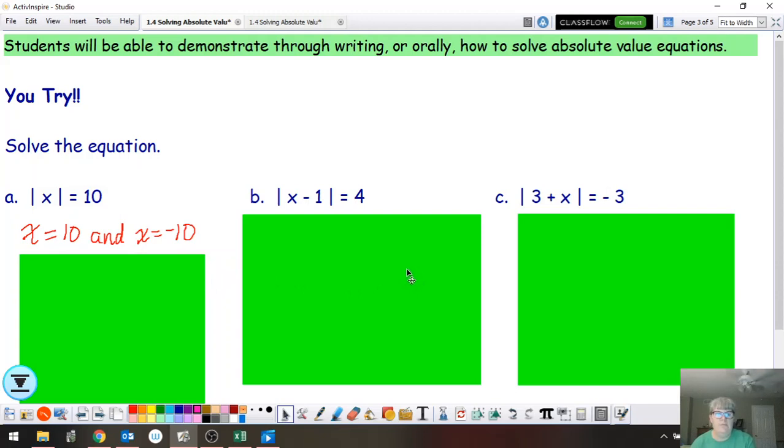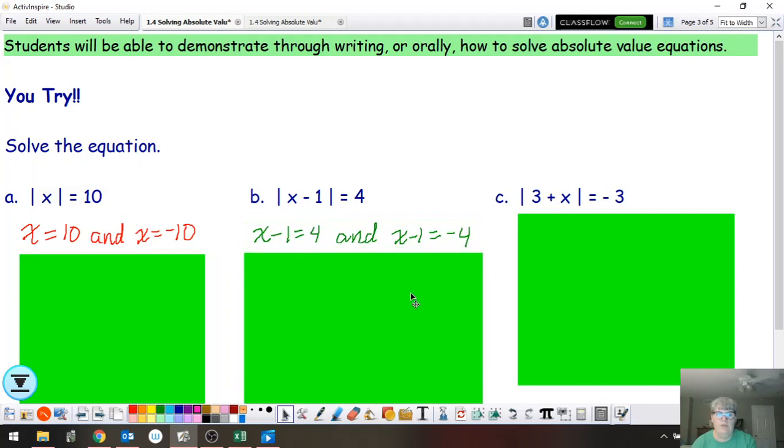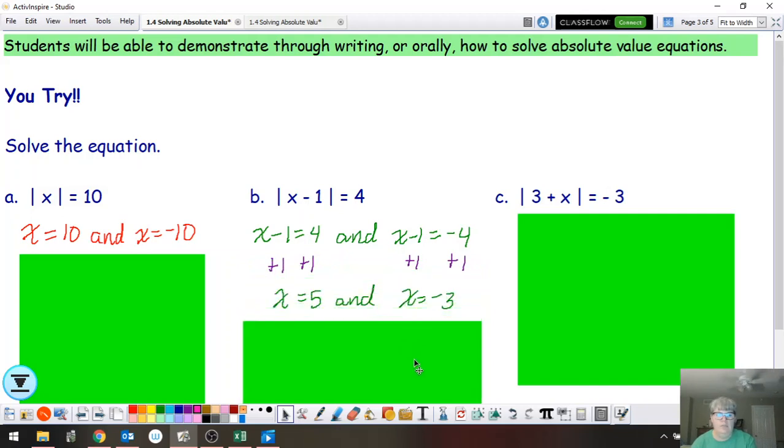B, we have absolute value of x minus 1 equals a positive 4. There are two numbers that are 4 units away from 0 on the number line, 4 and negative 4. So you should start by writing two equations. x minus 1 can equal 4, and x minus 1 can equal negative 4. Solve each of those equations by adding 1 to each side, and you should have x equals 5 and x equals negative 3.